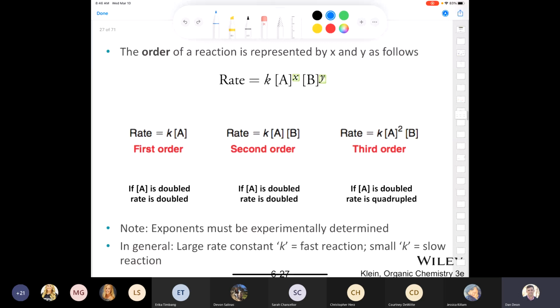You remember that the exponents have to be determined experimentally, and you should be able to evaluate what the effect in the change of concentration of one of the reactants would be on the rate of reaction. You should remember that generally speaking, if you have a large K, a big rate constant, it's going to be a fast reaction. If you've got a little tiny K, it's going to be a slow reaction, right?